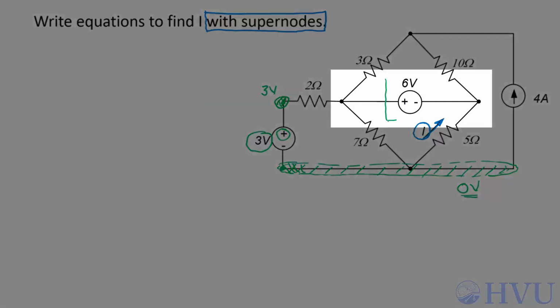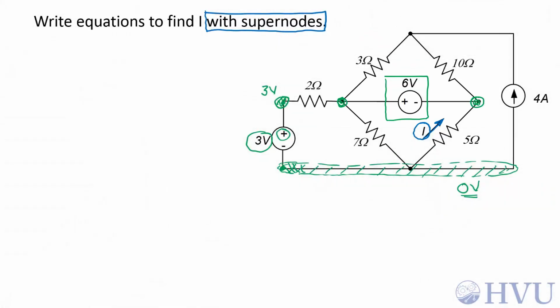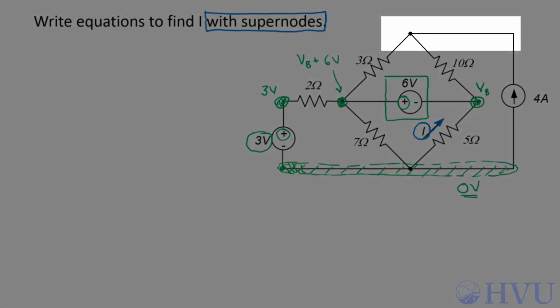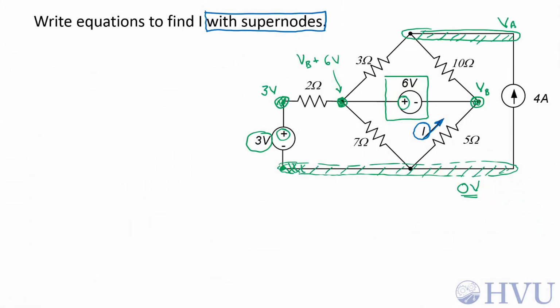The 6 volt voltage source will also create dependent nodes, so this node over here is dependent on this node here. I arbitrarily choose one of those as my independent node. I'll call this V sub B. If this is V sub B, this node is 6 volts higher than this. This is the positive terminal, so this is V sub B plus 6 volts. Finally, I have one other node. It's independent. I'll call this V sub A.